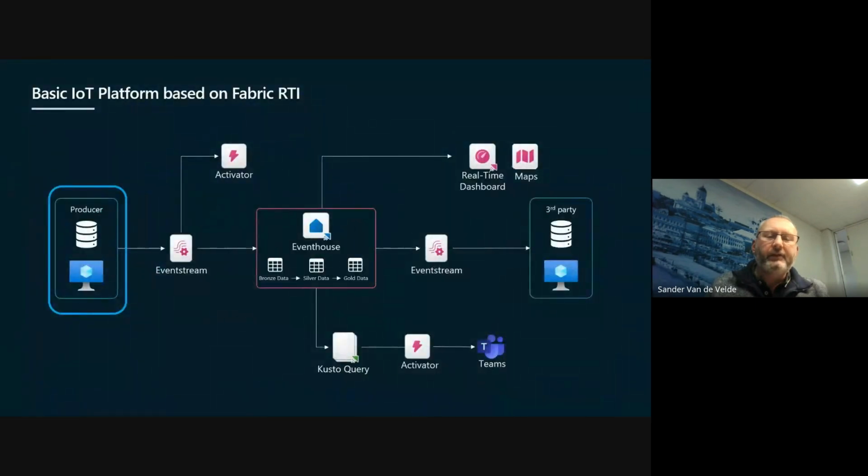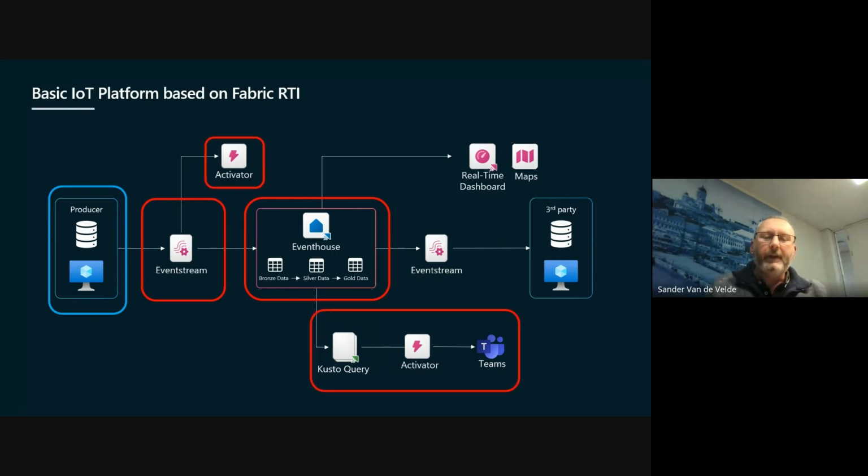And to go a little bit deeper in how that connects, we have something that produces telemetry. That could be weather data, that could be data from sensors, that could be logs. That data is then consumed by an event stream. From there, the data is forwarded to an event house, and an event house is a time series database that can do medallion architecture conversions or translations or filtering on the data that comes in, even enrichment.